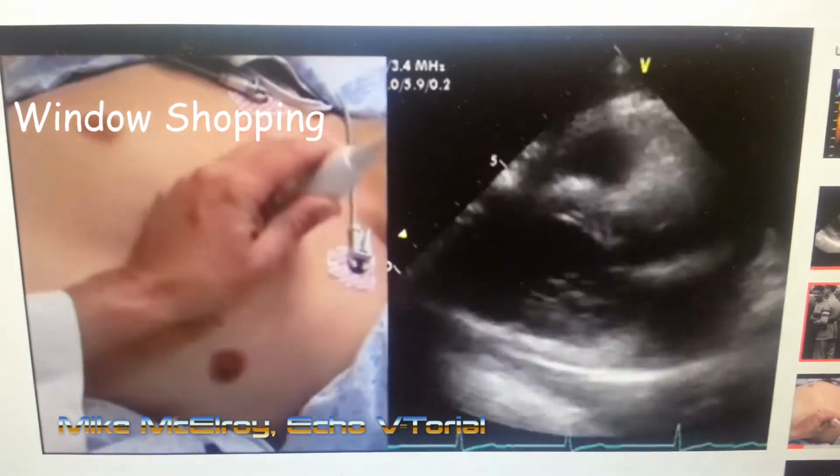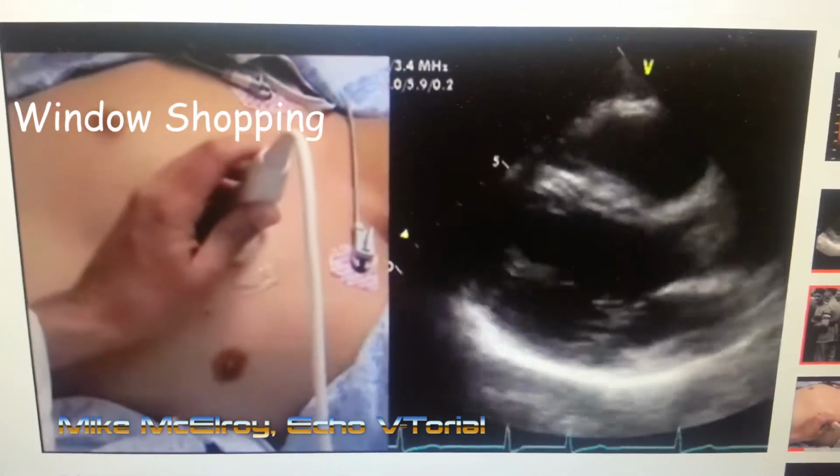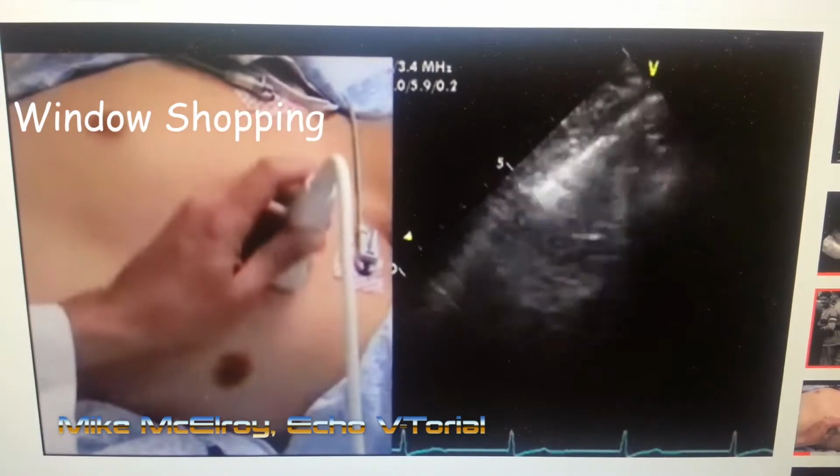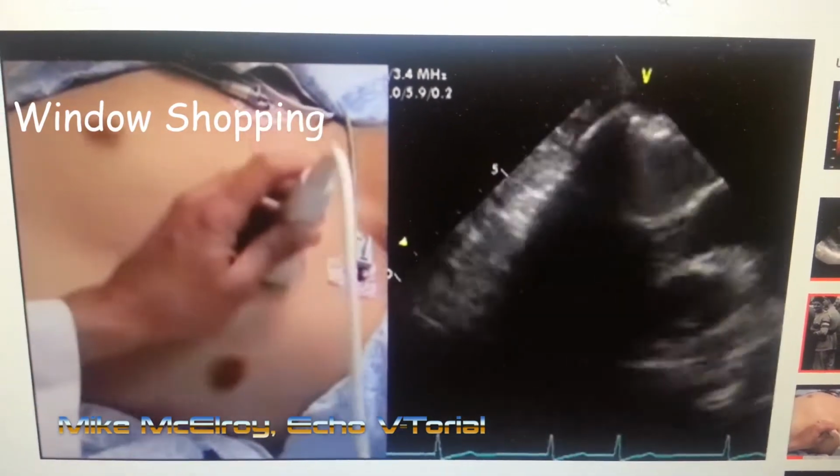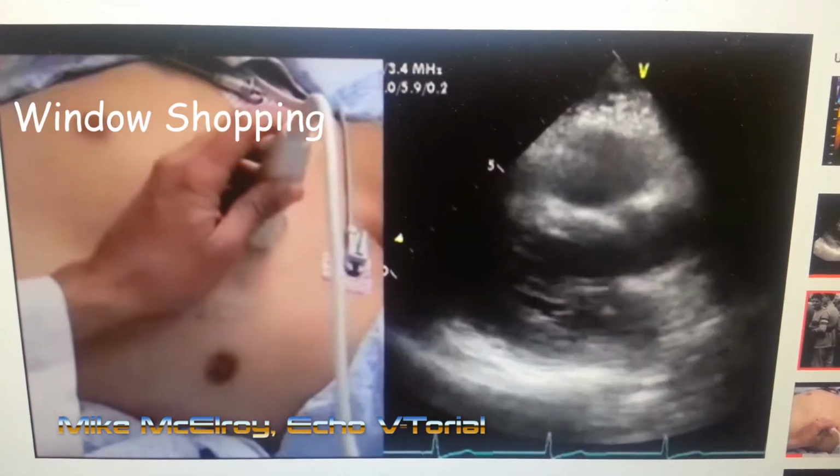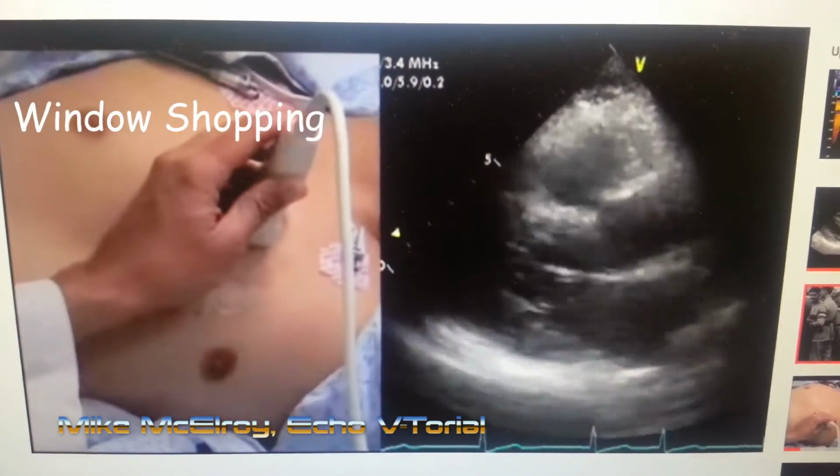At first you might not be able to see the heart, but if you make a rotary motion, the heart will come into view. Mike is making a perfect round circle, and you can see the heart coming in and out. This is called window shopping.